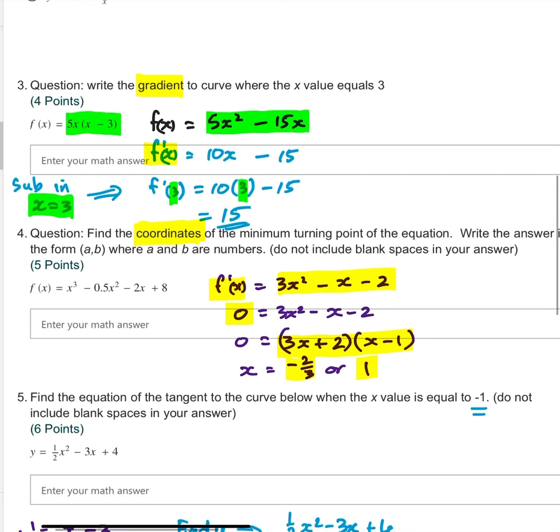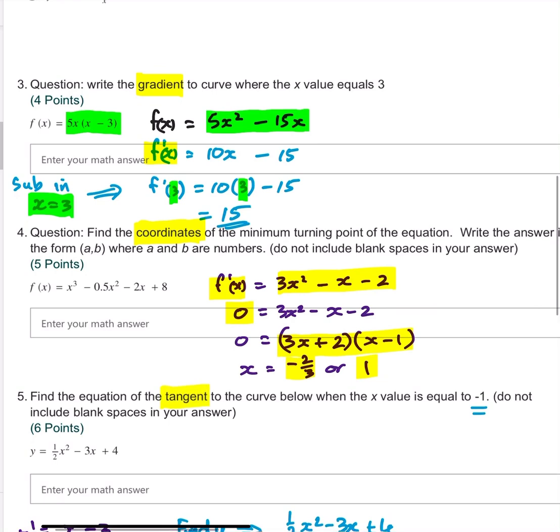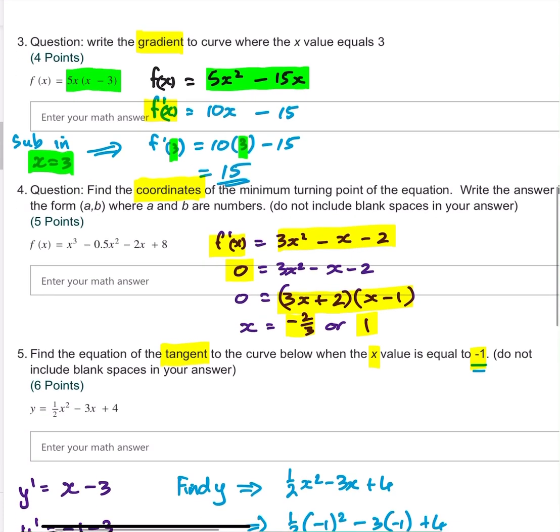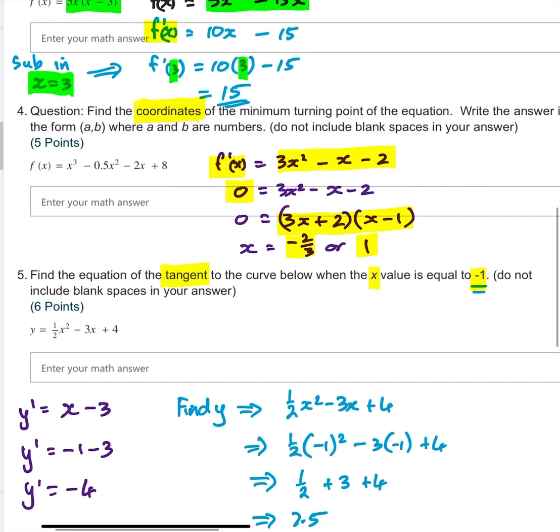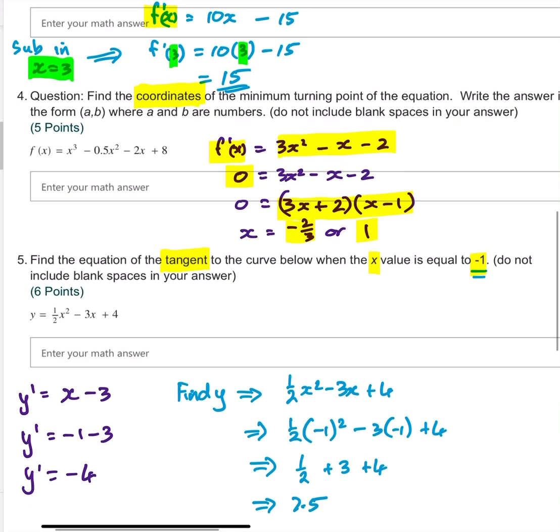For the next one, a tangent is a straight line. We're told the x value equals -1. So only about 3 people got this correct out of the 14 that I've had handed in so far. So we've got to find the tangent. We find the gradient first, so we differentiate it. We substitute in the -1 for x. So that's the gradient.